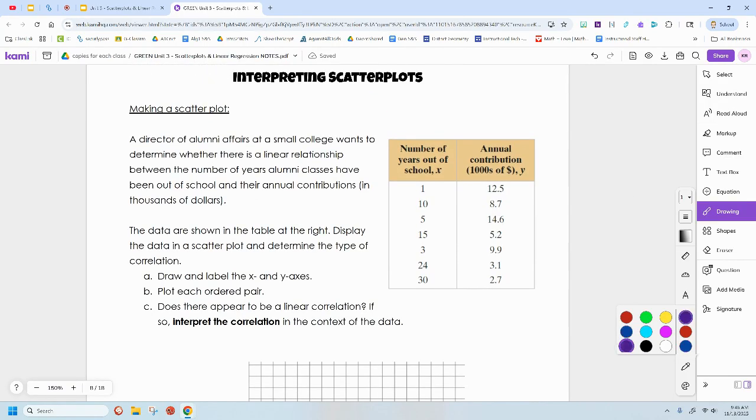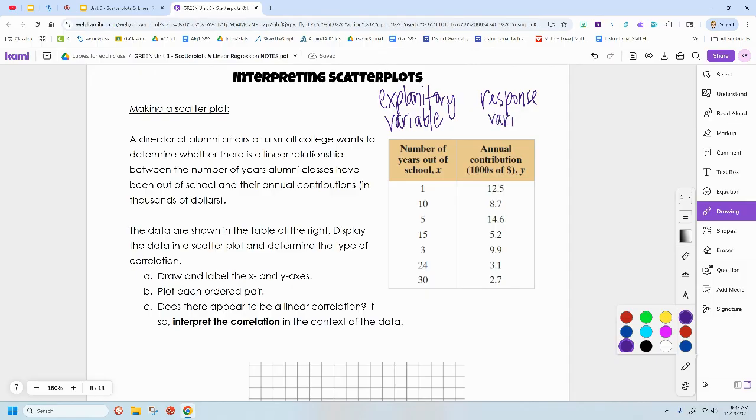We have new vocabulary. Our X variable is called our what variable? It begins with an E. So it's on page 3 of your note packet. Thank you very much. It is the explanatory variable. So what we're hoping is that the number of years out helps to explain the amount of the contributions. And so the contributions are responding to the years. So this is our response variable.